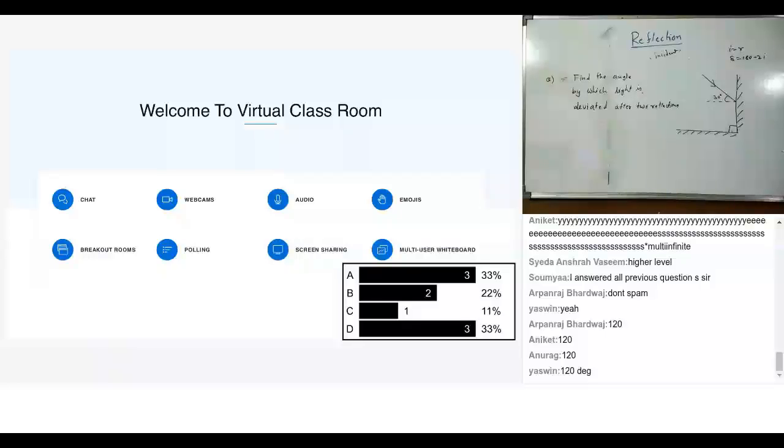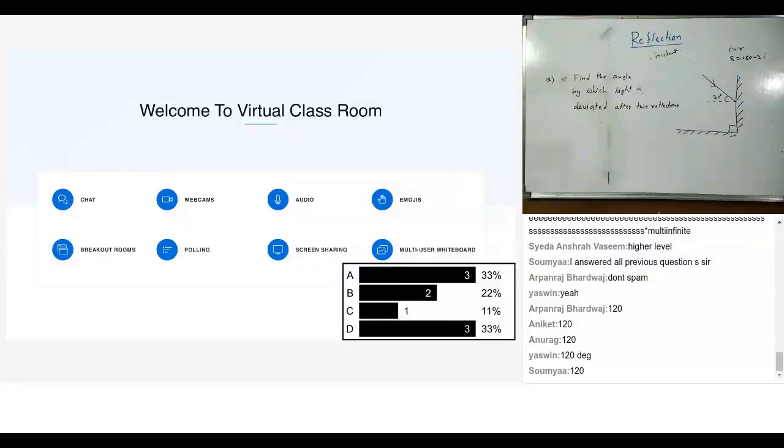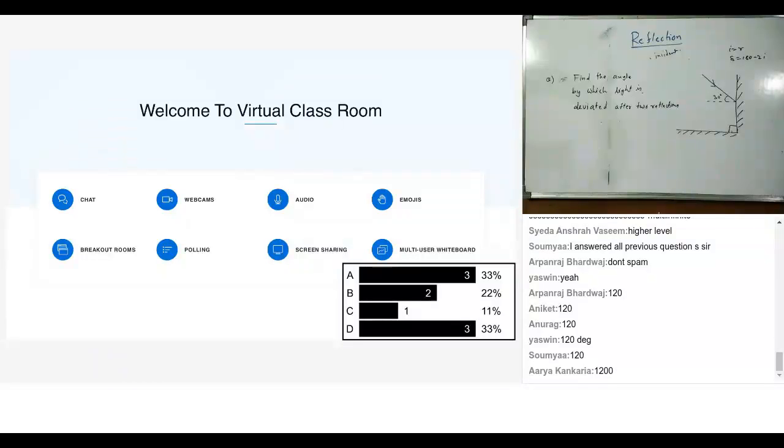Sir, you are asking me what is the angle of deviation? What is the angle by which light is deviated after two reflections? Did you understand the question? Yes, sir. Okay, 120. Dhara, what is the answer? Saida, what is the answer?